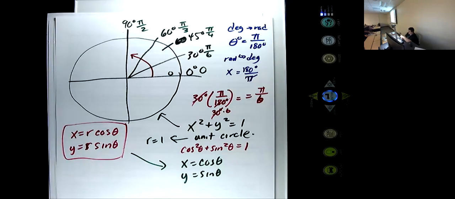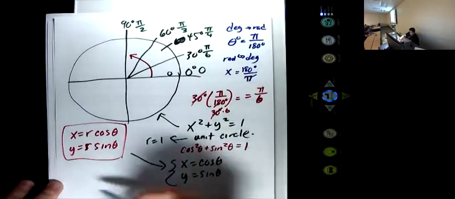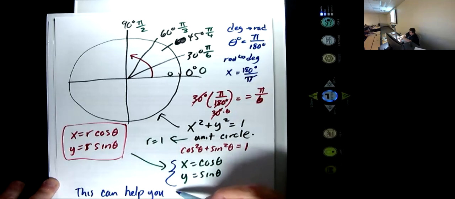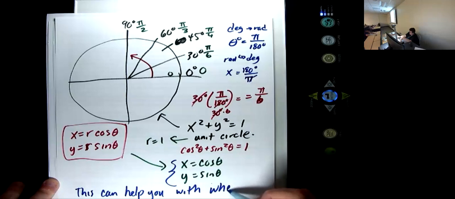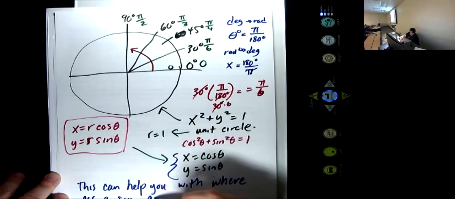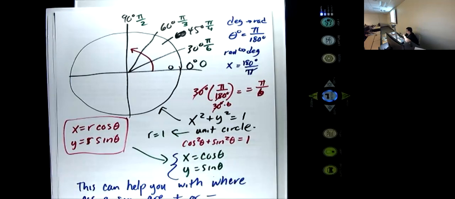These can also help you with where cosine and sine are positive or negative. When you're looking at the x and y axes, the values of x that are negative are the ones on the left, and the values of y that are negative are the ones on the bottom. It's the same with cosine and sine: cosine values will be negative on the left half of the graph, and sine values will be negative on the bottom.